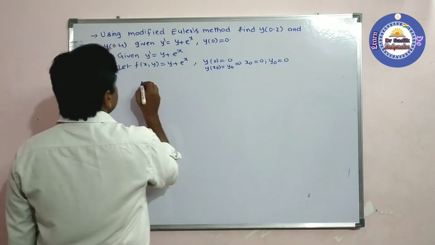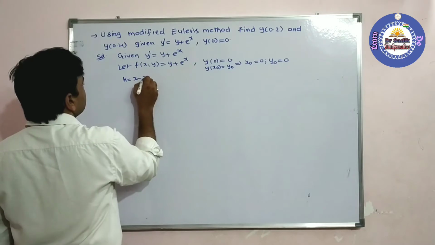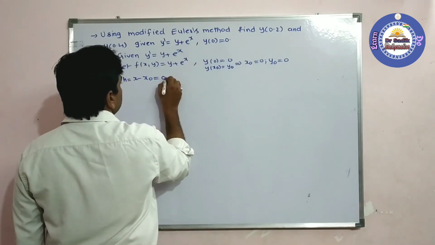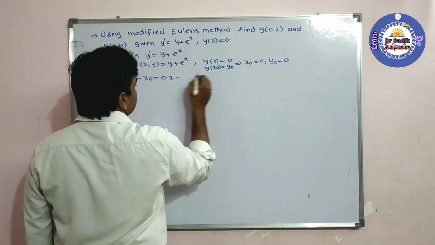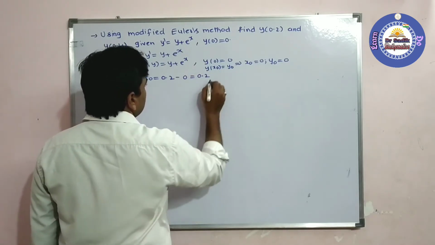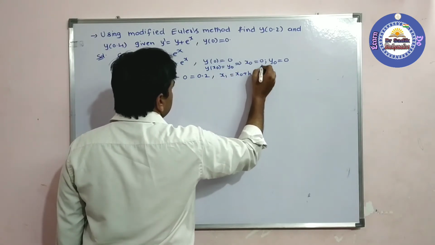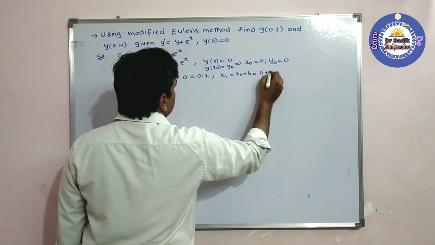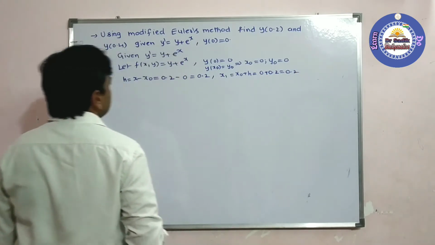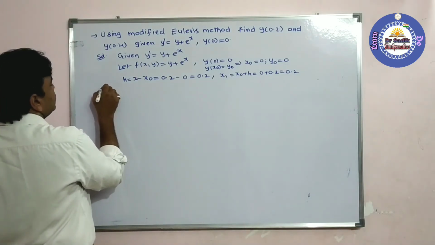Now what is h, students, here? h is equal to x minus x0. What is x here? 0.2. 0.2 minus the x0 value, which is 0, so 0.2. Now what is x1, students? x0 plus h. x0 is 0, plus h value 0.2, so we get x1 value 0.2. So, the modified Euler's method.